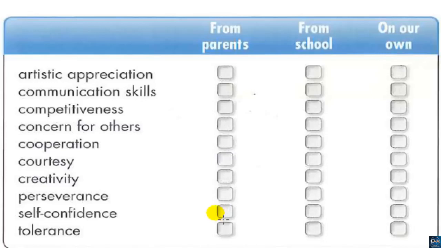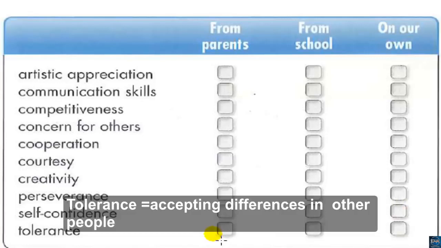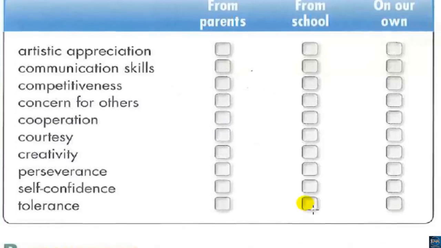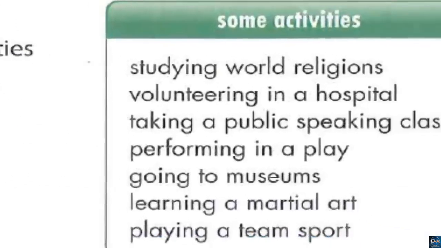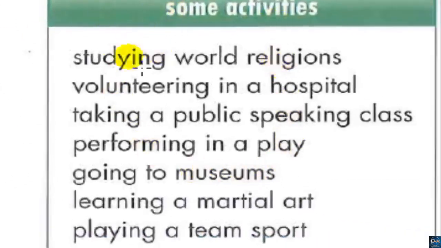Self-confidence. Self-confidence, to be self-confident. Okay, this is of course from parents, school, and on your own. Tolerance. Tolerance to accept other people's differences, the differences among people. This is from your mom and dad, parents, from school. Now here, let's get number B, group work. How can you develop the personal qualities in part A? How can you develop these qualities? Use the activities in the box or your own ideas. You can have some activities in this box.